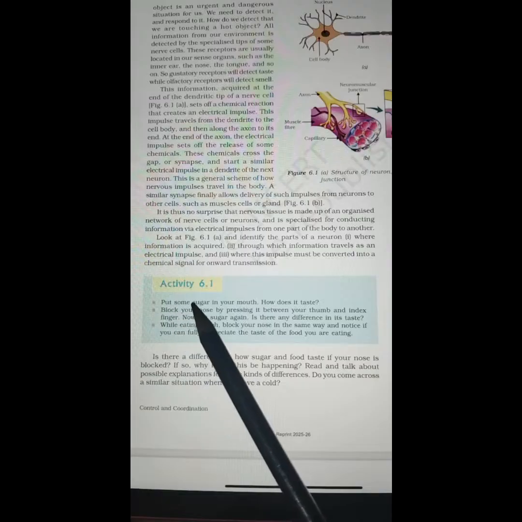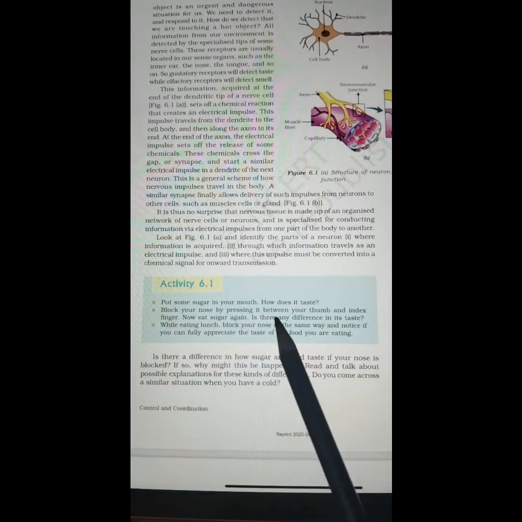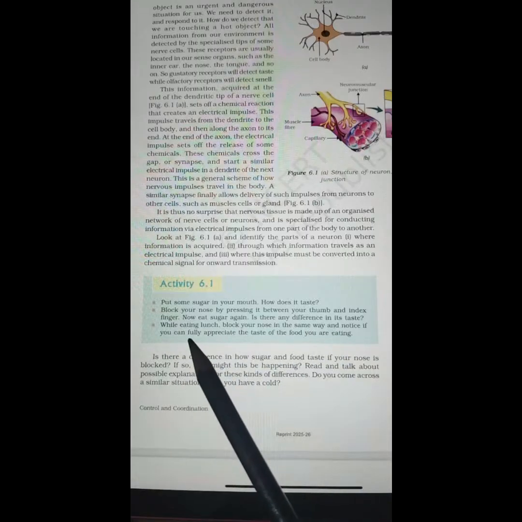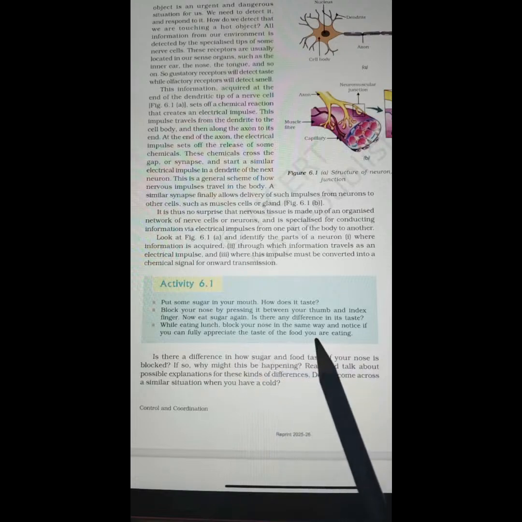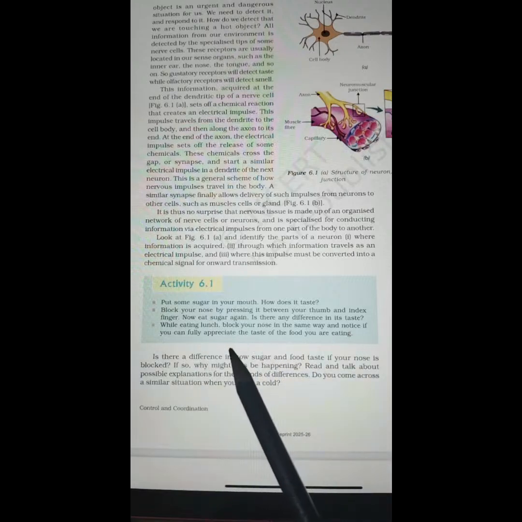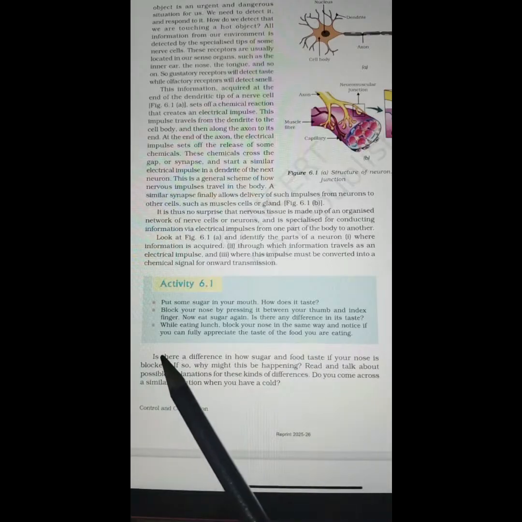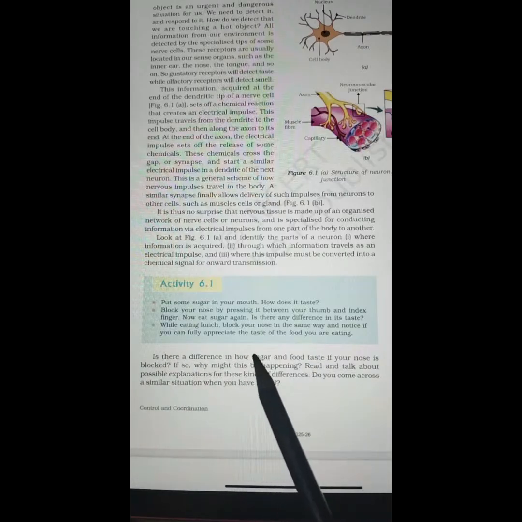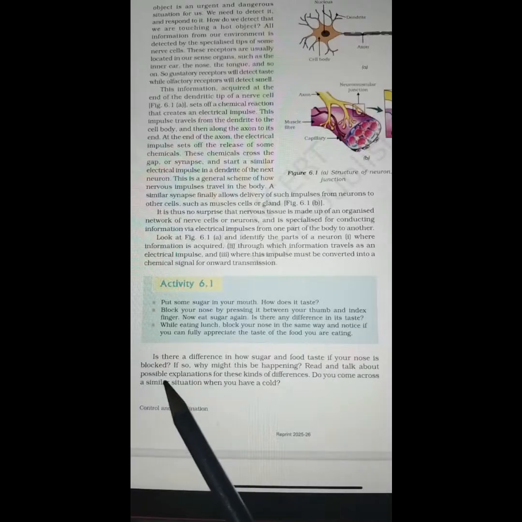Activity 6.1. Put some sugar in your mouth. How does it taste? Block your nose by pressing it between your thumb and index finger. Now eat sugar again. Is there any difference in its taste? While eating lunch, block your nose in the same way and notice if you can fully appreciate the taste of the food you are eating. Is there a difference in how sugar and food taste if your nose is blocked? If so, why might this be happening? Read and talk about possible explanations for these kinds of differences. Do you come across a similar situation when you have a cold?